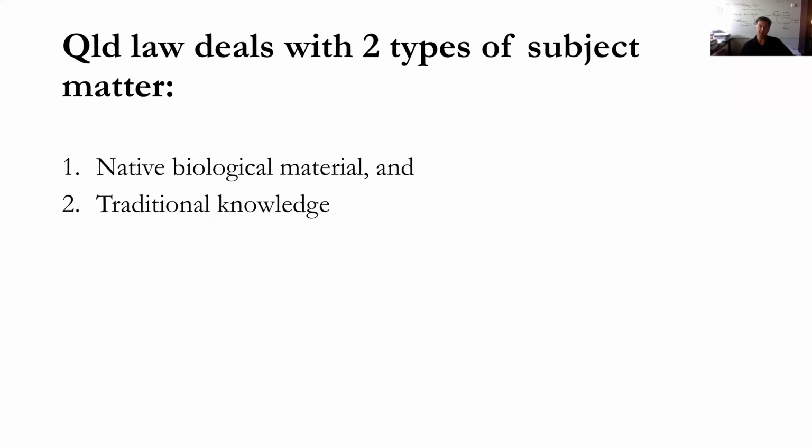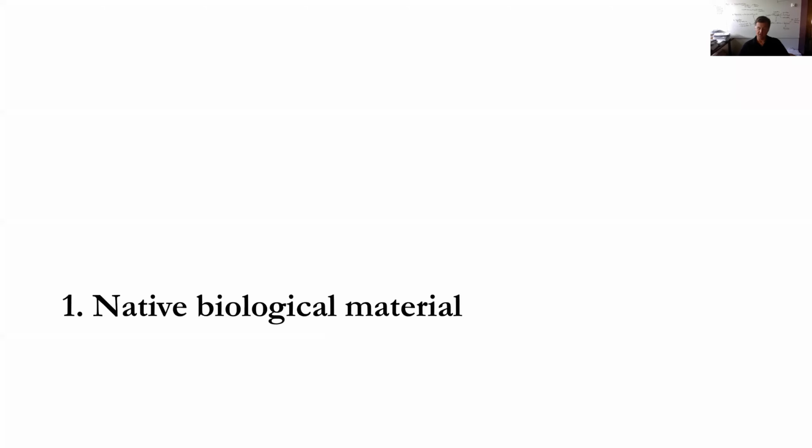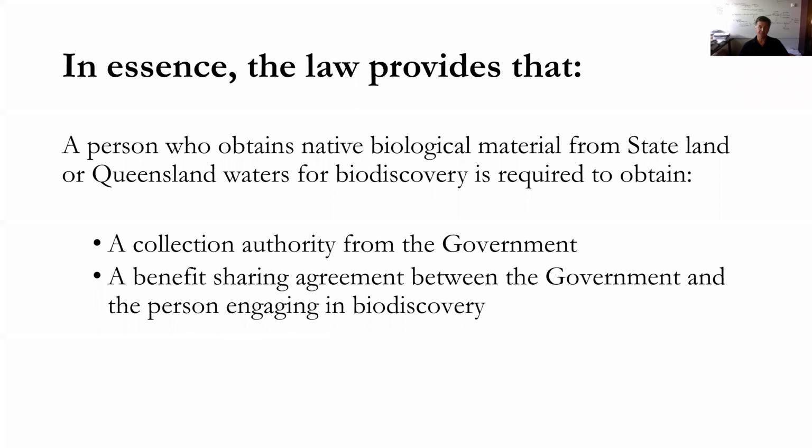The new Queensland law, which is the focus of the remainder of the discussion, deals with effectively two types of subject matter. Firstly, native biological material, and secondly, traditional knowledge. I'll deal with each of those in turn. So the first one is native biological material.